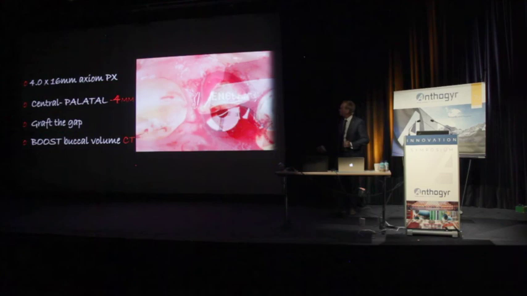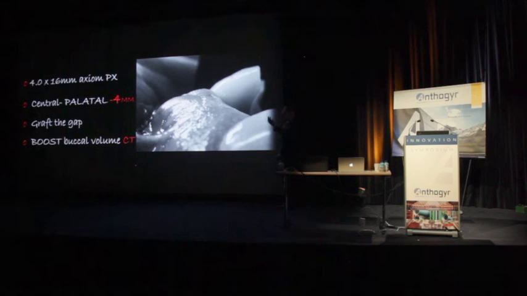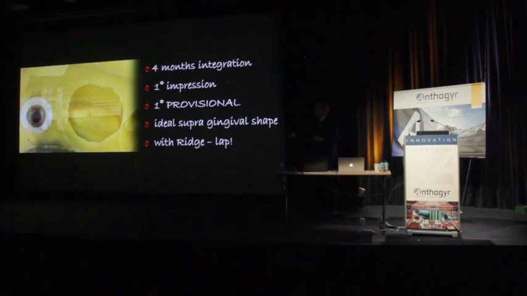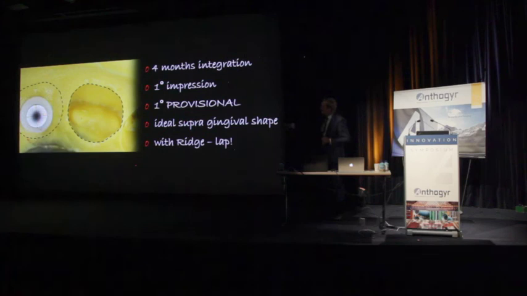So we want to create the illusion of a root, and a bottleneck emergence profile is now developed with a provisional. Still use the provisional. We do it like this, very funny. We take the ideal shape of the neighboring tooth. We mirror this on the implant, and my technician now makes a provisional with a ridge lap.